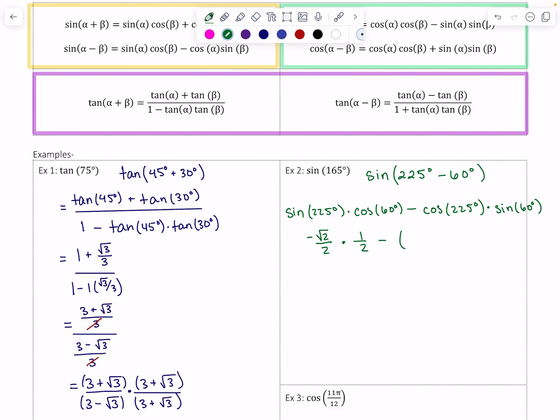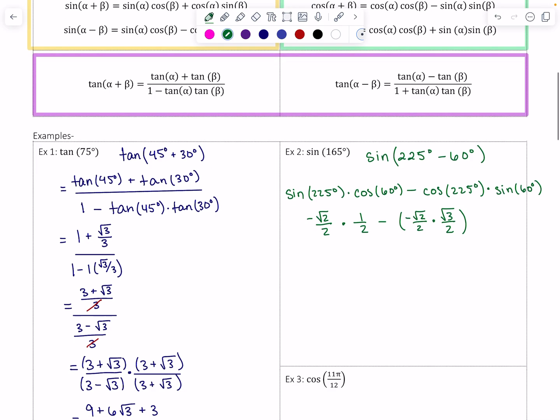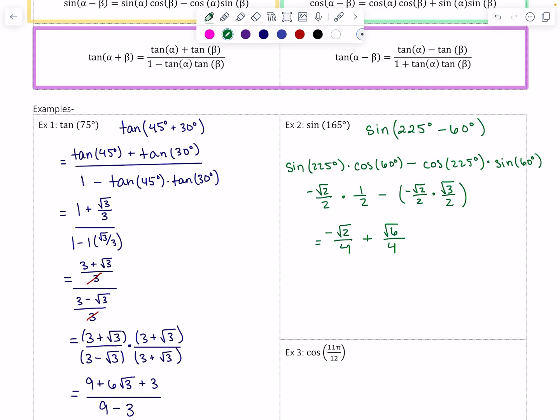negative root 2 over 2 times root 3 over 2. So this ends up being negative root 2 over 4 plus, because the negatives there turn to positive, so plus square root 6 over 4. So our final answer here, I'm going to put some equal signs in here, is negative square root 2 plus square root 6 all over 4, right?